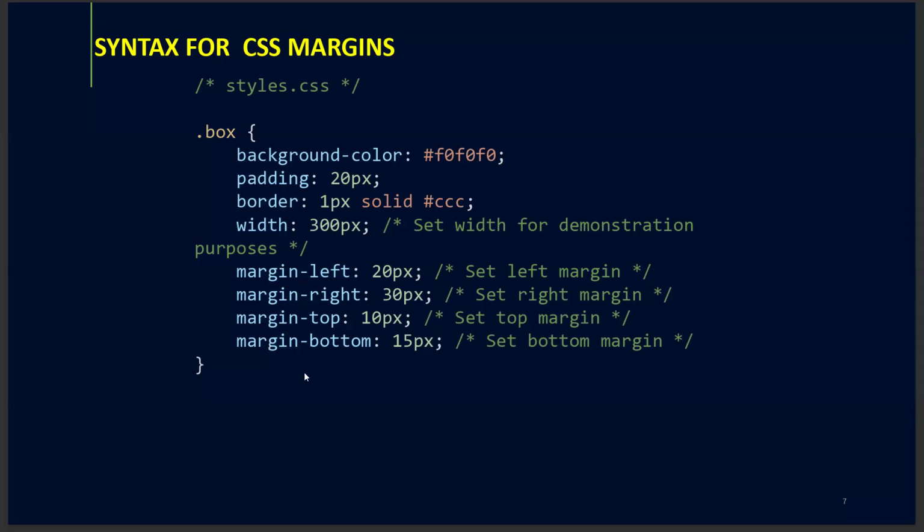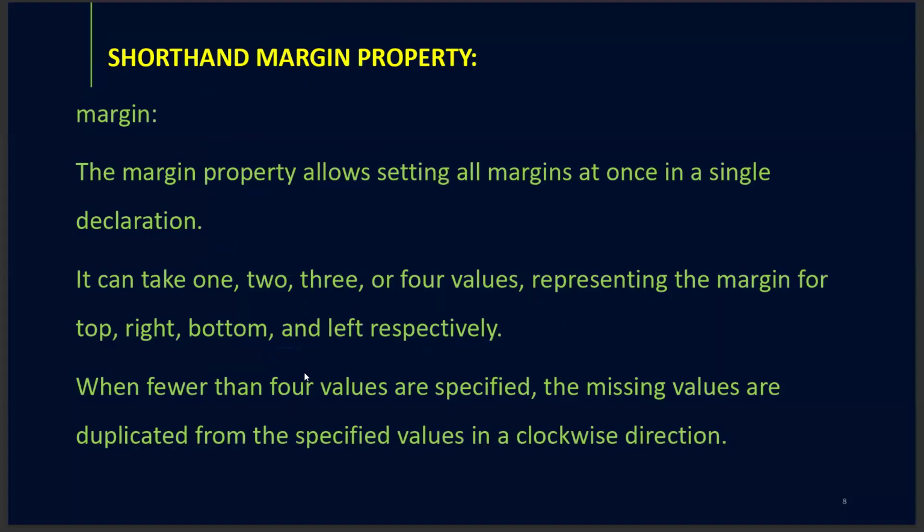Now, we also have what we call the shorthand margin property. The margin property allows setting all margins at once in a single declaration. It can take 1, 2, 3, or 4 values representing the margin for top, right, bottom, and left, respectively. So this is basically margins: top, right, bottom, left.